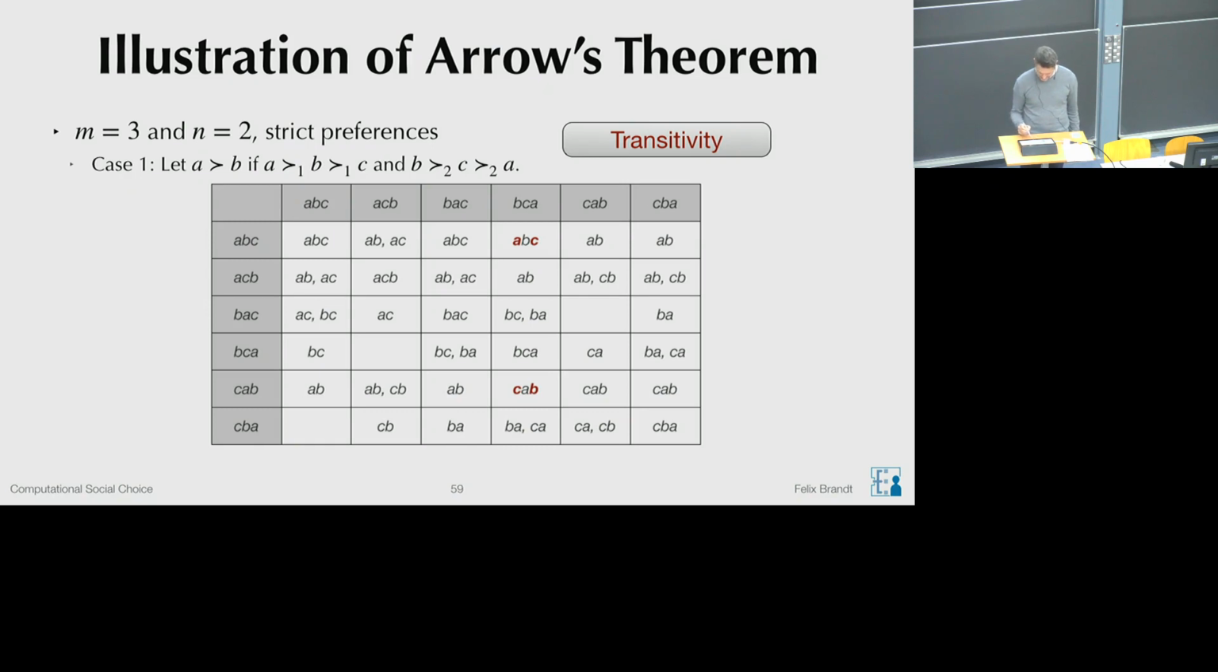Okay, and now in the next step, we are doing this for all preference profiles. So this is always like the preference of the first voter, but the first voter prefers A to C, the second one C to A, or the first voter prefers C to B and the second one B to C.